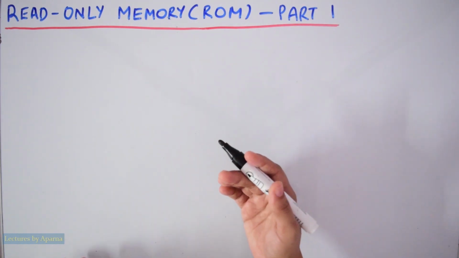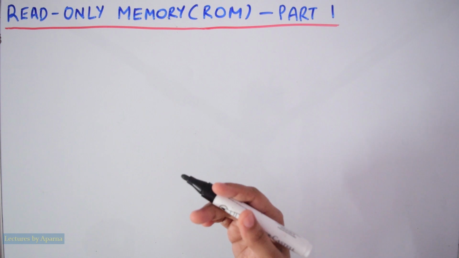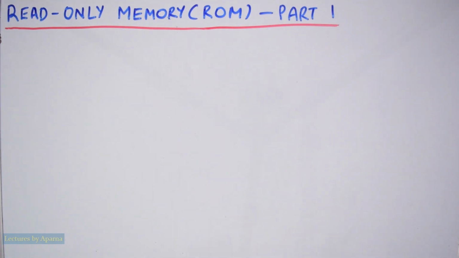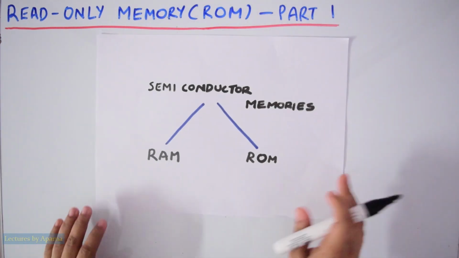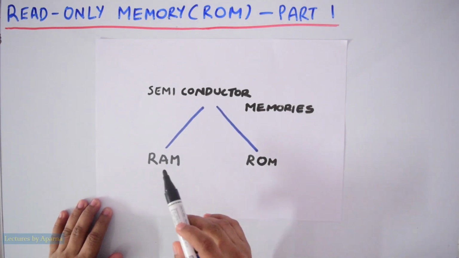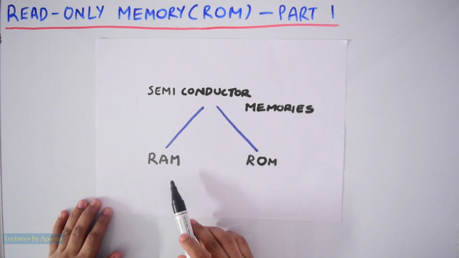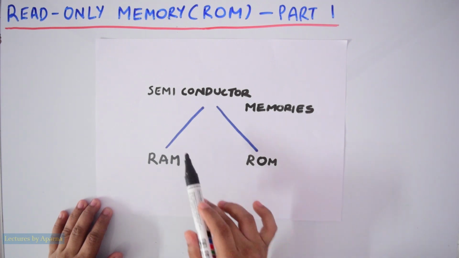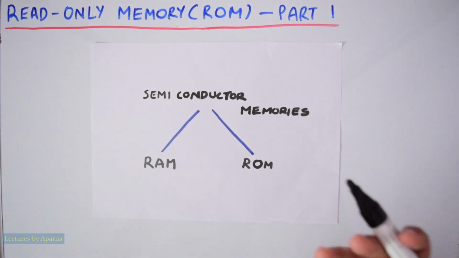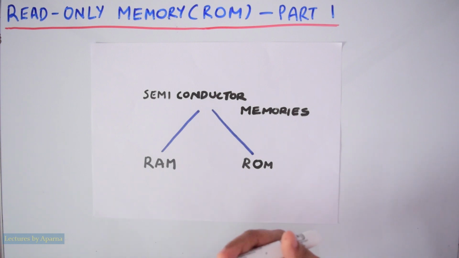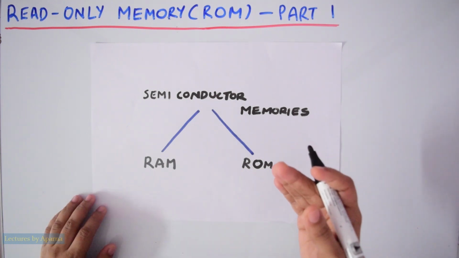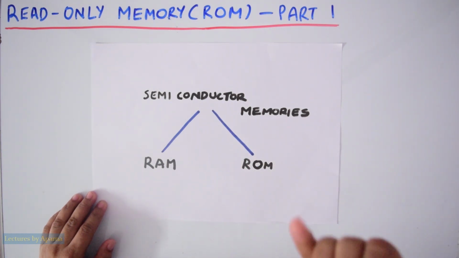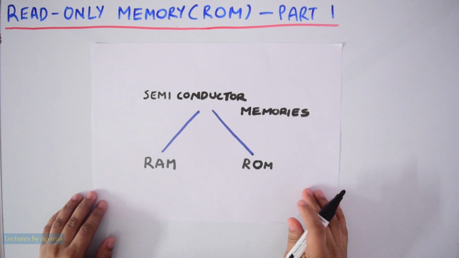In digital systems, memory devices are used to store information. These semiconductor memories are classified into two types. They are RAM or random access memory and ROM or read-only memory. In RAM, you can read or retrieve binary information that is stored in it, and also you can write the information into it. So there is both read and write operation for it.